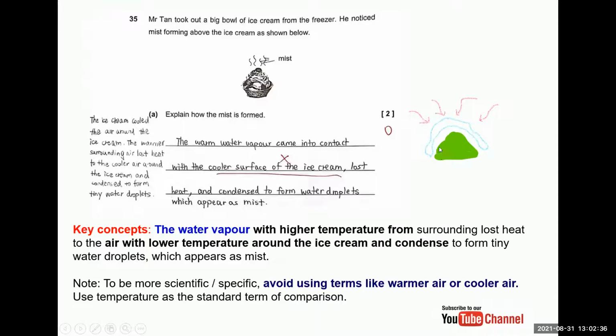So when the air around the ice cream is in contact with the ice cream, it will lose heat. So the warmer water vapor from the surrounding comes into contact with this cooler air. They will lose heat and condense to form tiny water droplets, which appear as the mist. So this is one way we can use annotation to help students appreciate, because some students are more visual learners. By annotating or drawing this, we can help them appreciate these questions better.